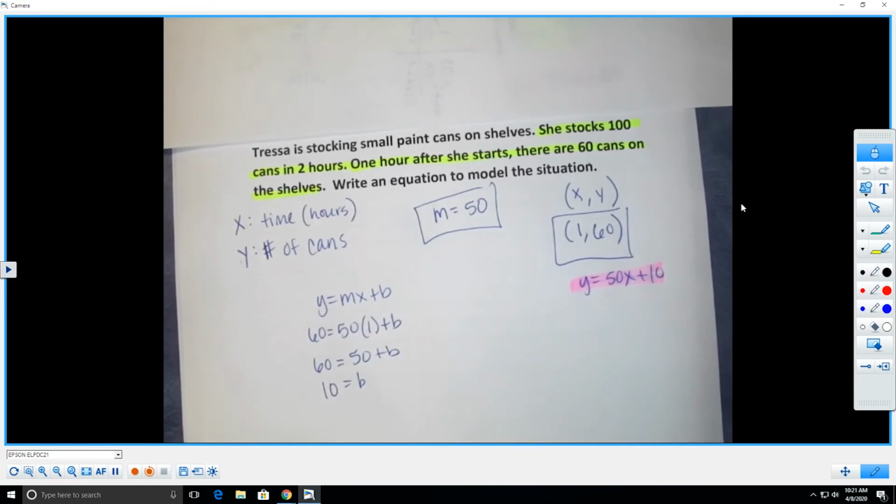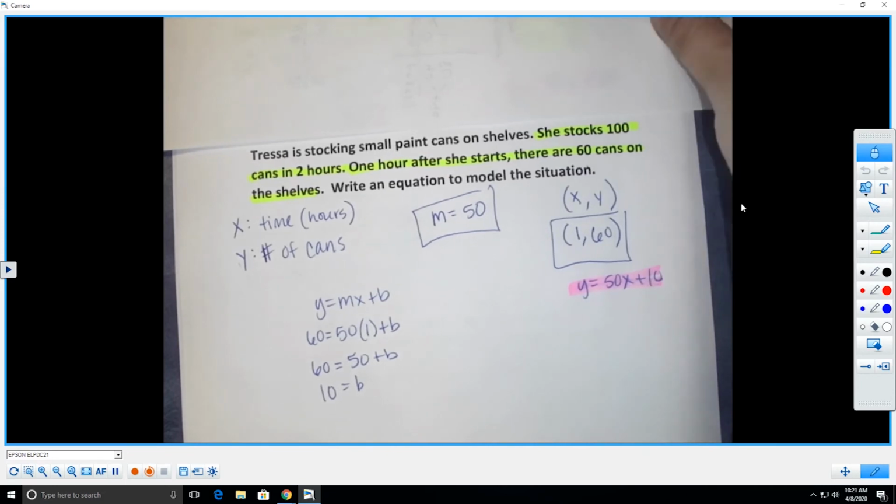So the equation that models the linear function is y equals 50x plus 10, where the initial value is 10 cans on the shelf at the time that Tressa started, and the rate of change is 50 cans per hour that Tressa is stocking the shelves. Okay, let's look at one more situation.